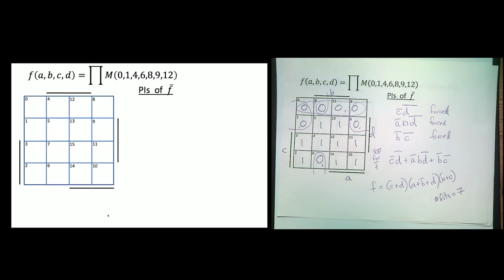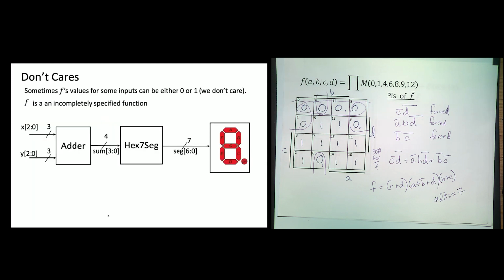Do you think sum of products would generally have fewer literals? How about product of sums? No. For each function where the product of sums is better, there's another function where the sum of products is better, and that's its complement. So sometimes one will be better than the other, but in general, there's not one that will always or most of the time be better. Okay, don't cares.